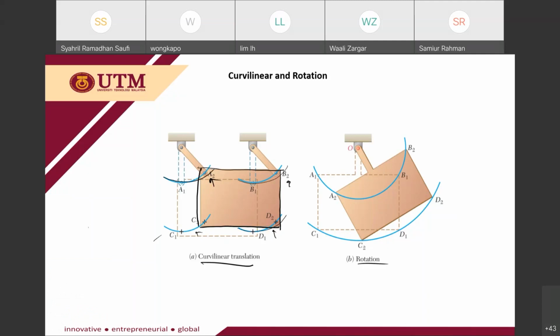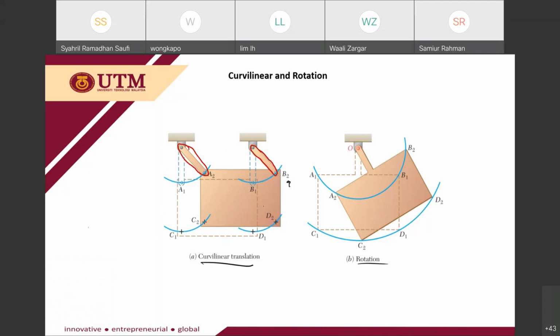You may notice that the distance covered by each point A, B, C, D is the same from position 1 to position 2. The dashed line represents position 1, and then it moves to position 2. So the distance covered is the same. To make the rectangular plate move with curvilinear translation, this arm should have the same length as this arm.